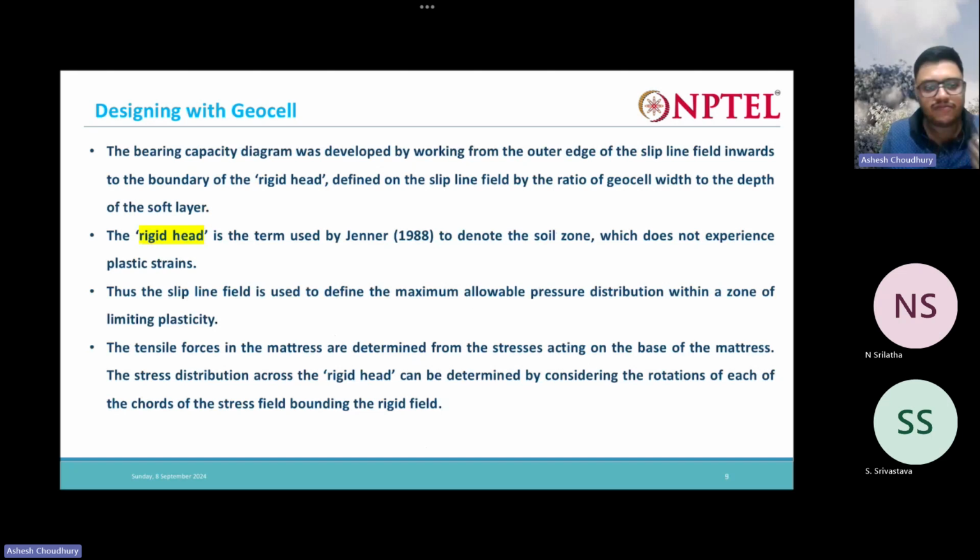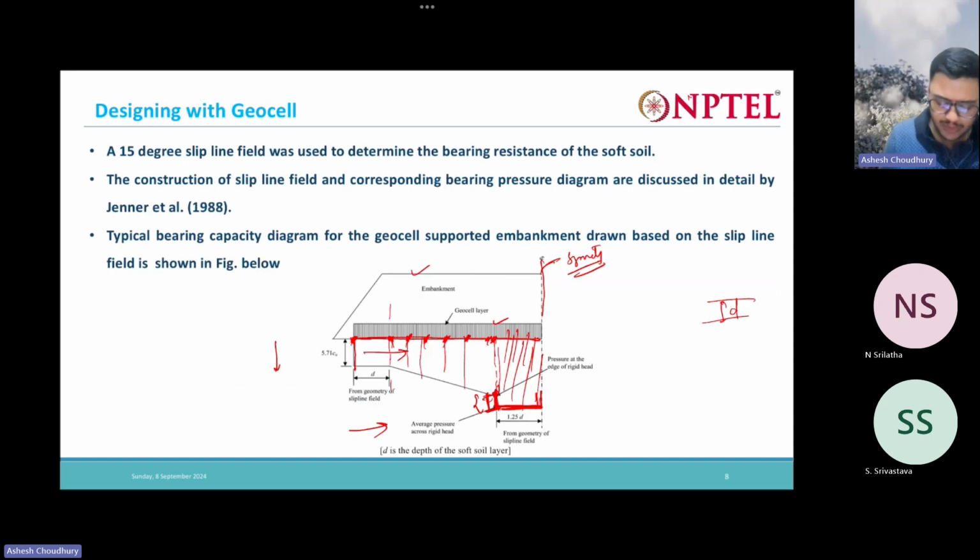Thus, the slip line field is used to define the maximum allowable pressure distribution within a zone of limiting plasticity. So finally, we use it to define all these pressures within the zone of limiting plasticity.